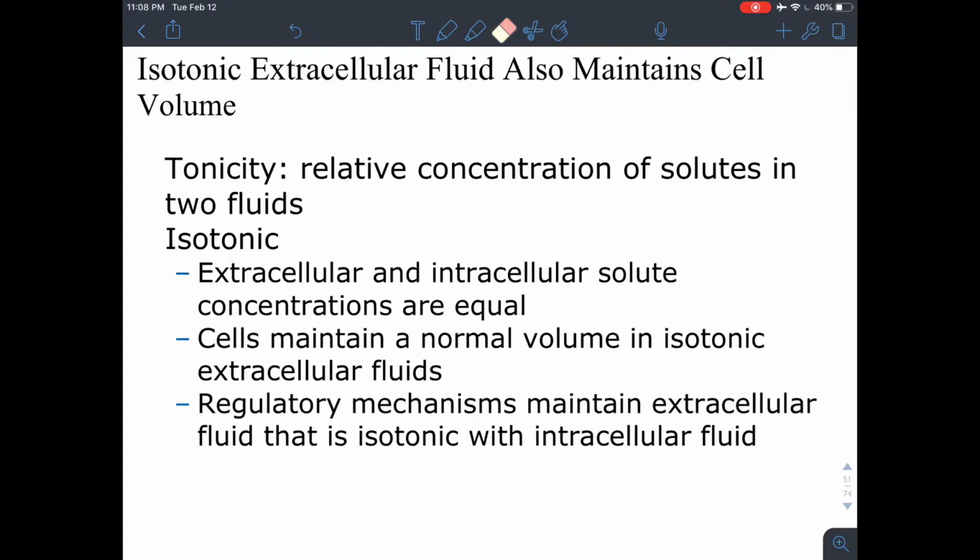Now, as I said, we can apply that to the cell. So you can have an isotonic extracellular fluid which maintains cell volume. But I want to stress here, if it's isotonic, what it's doing is maintaining normal cell volume, okay? Normal cell volume. That's when the tonicity of the cell, the relative concentrations of the solutes in the two fluids, both inside and outside of the cell, are relatively equal, okay? Normal volume.